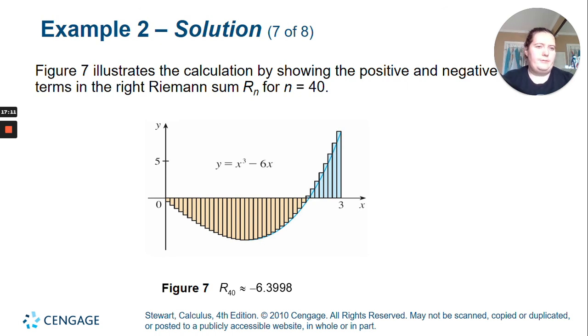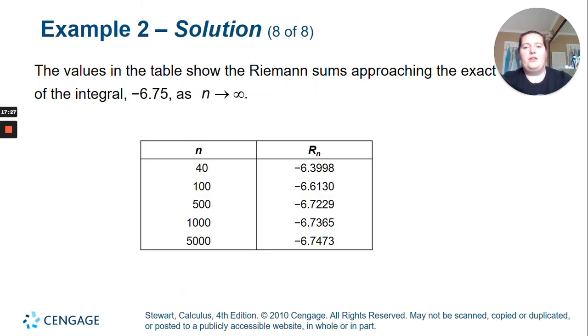Just to give you an illustration of what's happening here, if you had 40 different intervals, so instead of the 6 that we did before, and you actually computed the Riemann sum for 40, you get negative 6.4. Very good approximation. Not exact, but very good approximation. And then you can see here a table for n equals 40, n equals 100, and remember, the bigger the n is, the better the approximation. And so you can see these are going towards that negative 6.75, which is the exact answer.